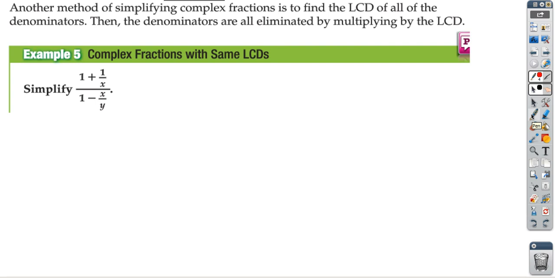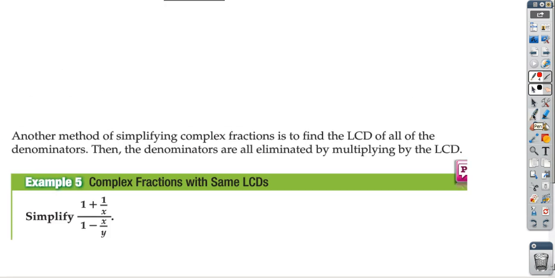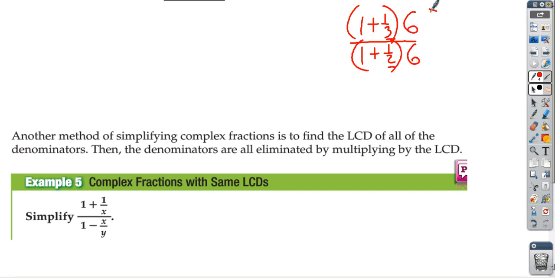So let's suppose we had a simpler example. Suppose we had something with just numbers like 1 plus 1/3 over 1 plus 1/2. What's the common denominator for 3 and 2? And the answer is 6. So if you wanted to get rid of all the fractions in one go, you could just multiply the top by 6 and the bottom by 6. The reason you can do this is 6 over 6 is equal to 1. And if you multiply something by 1, nothing happens. You're allowed to do that.